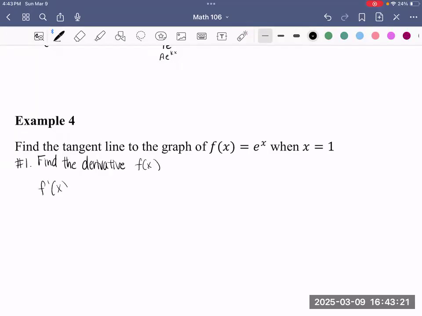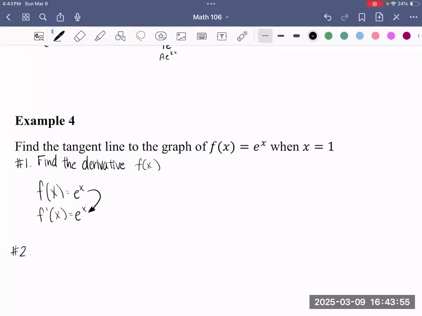So f prime of x, we said, okay, if we have e to the x, that's really m e to the x, where m is equal to 1 in our case. So in other words, our derivative is just itself. So e to the x. Maybe I define that a little bit better, so you don't think I just intentionally wrote e to the x if you were to look back, right? That's your derivative.